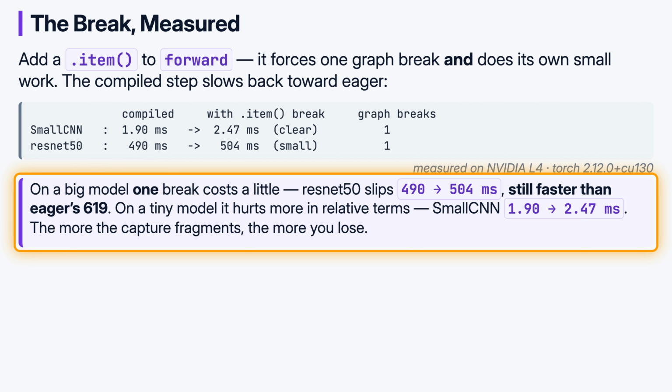On a big model, one break costs a little. ResNet 50 slips from 490 to 504 milliseconds. On a tiny model, it hurts more in relative terms. SmallCNN goes 1.9 to 2.47. Even broken, ResNet 50's 504 still beats Eager's 619. The more the capture fragments, the more you lose.